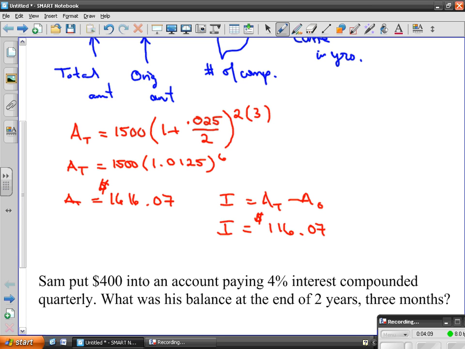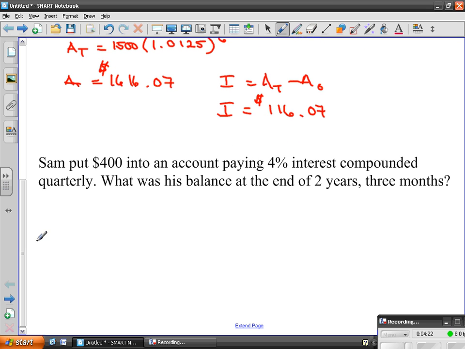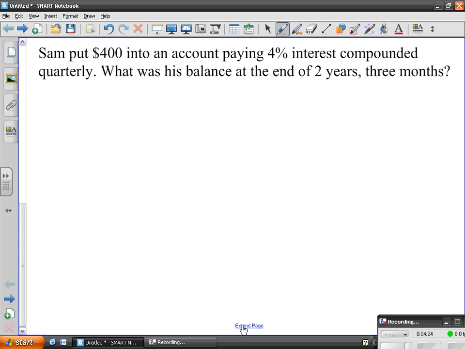Okay, so that's problem number 1. And you should be doing chapter tests at the end of chapter 7 tonight anyway. So that looks a lot like questions 8 and 9. Let's look at our next problem. Sam put $400 into an account paying 4% interest compounded quarterly. What was his balance at the end of 2 years, 3 months?